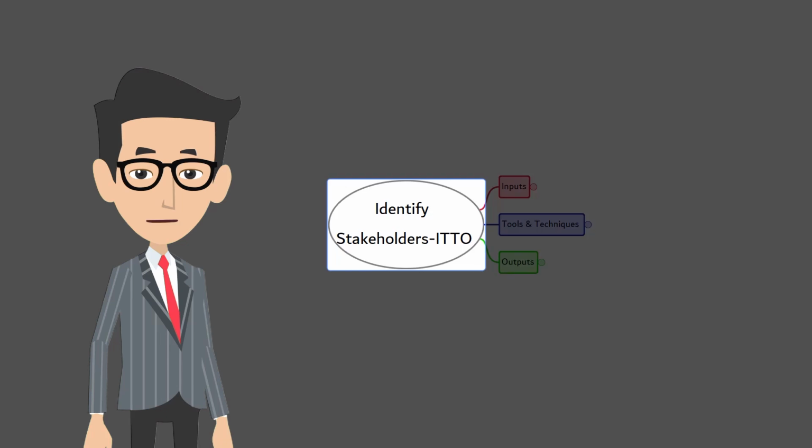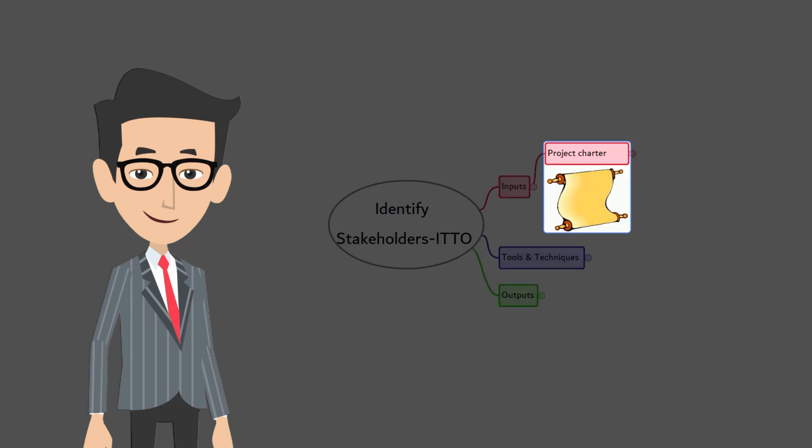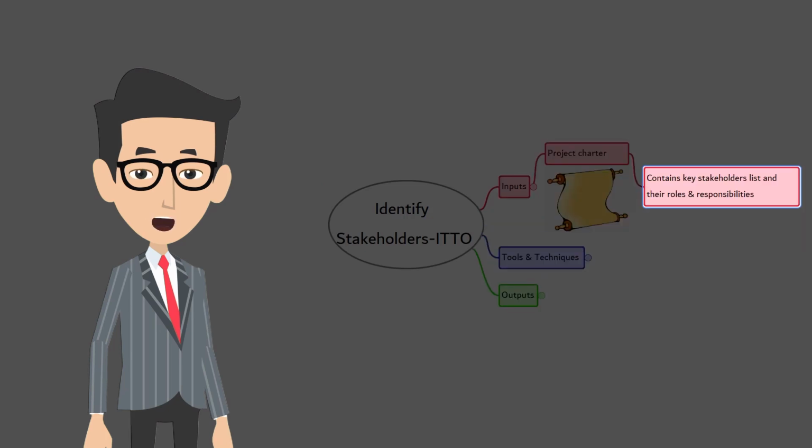Let's discuss the ITTOs. First, the inputs. There are 7 inputs. First, project charter. The project charter contains a list of key stakeholders and their roles and responsibilities.